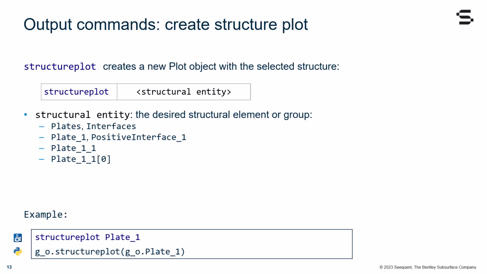The command structure plot creates a new plot object with a selected structure. To run this, you need the command name and the structural entity. This structural entity can be plates or interfaces as a whole group, plate 1 or positive interface 1, plate 1,1 or plate 1,1,0. Here, inside the square bracket, we indicate that we want to create a plot viewing the first element. Remember, everything is zero based, and that of the plate 1,1. At the bottom of this slide, you will see an example of the PLAXIS command and the equivalent Python command.